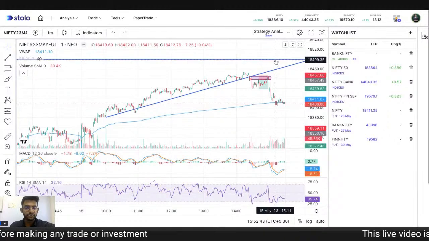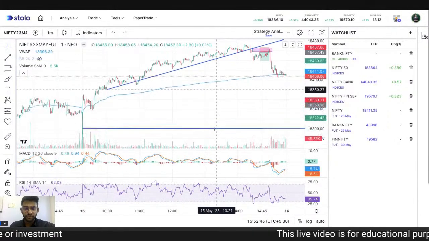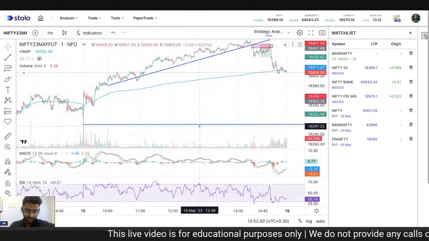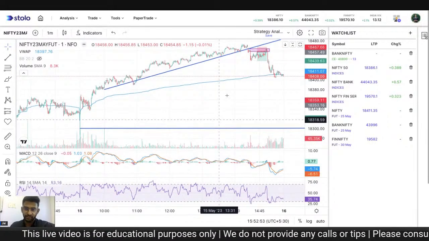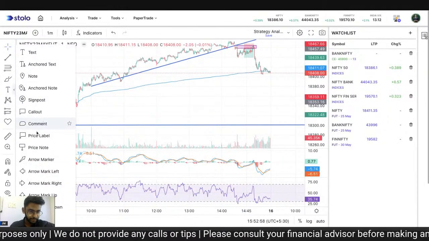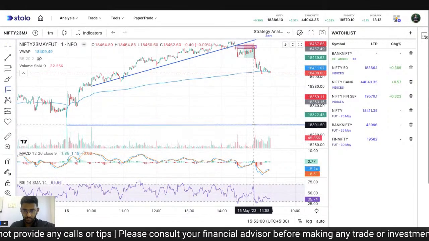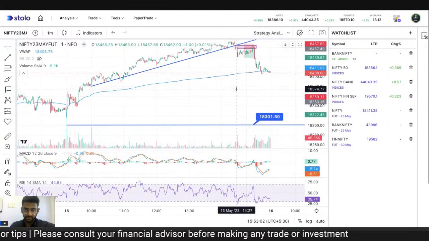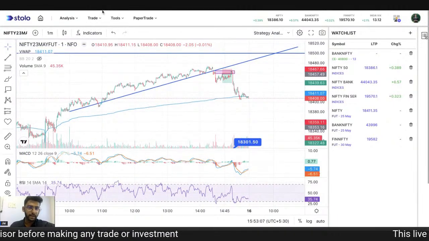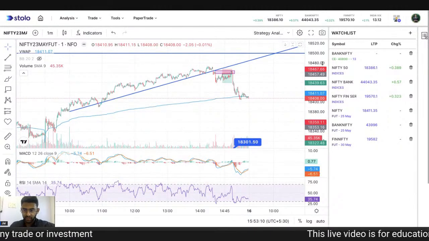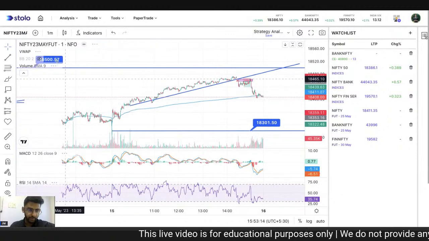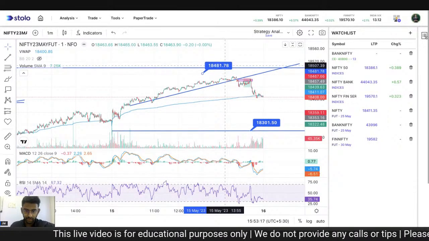So 18,500 still is a strong support. We'll try and understand the direction better based on OI. But 18,300 and 18,500 are our two levels, right? Let me just mark it quickly, and save this chart so that we can understand it better for the coming days as well. 18,500 is here. Let me just move it a little.